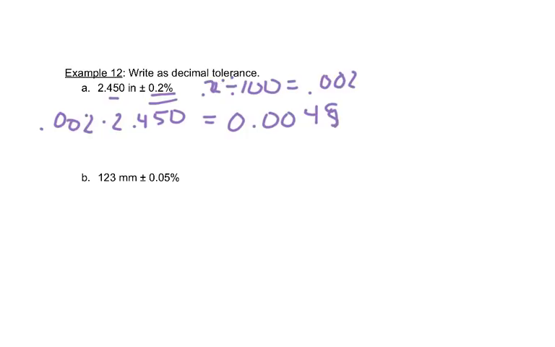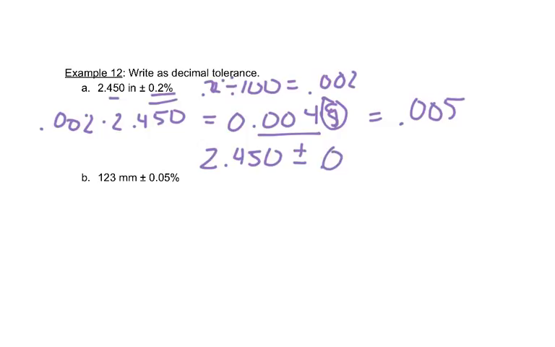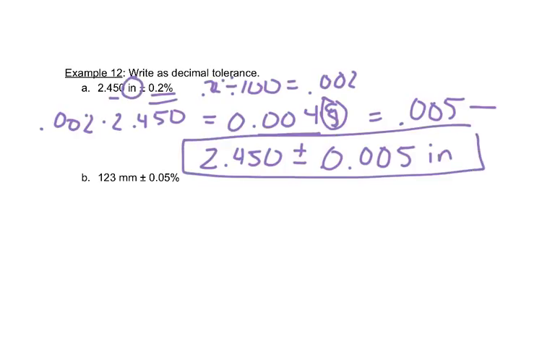This has 3 numbers after the decimal, so we want 3 numbers after the decimal here. This 9 is 5 or bigger, so we're going to go up here. So we'll have 0.005. So we would write 2.450 plus or minus 0.005, and this is inches, so we'll put the inches at the end because now this measurement is also inches. The 0 in front of the decimal doesn't really matter, but we put it there just to help our eye see the number, that there's a decimal between those zeros.